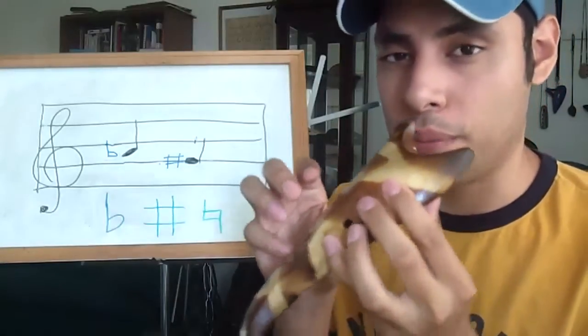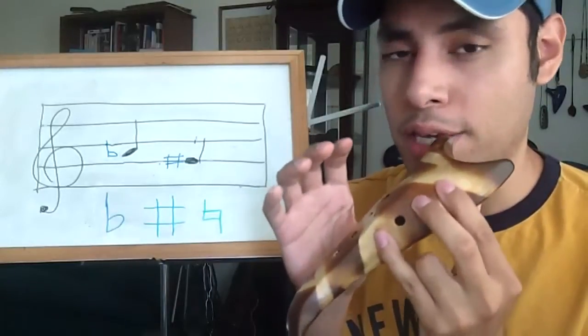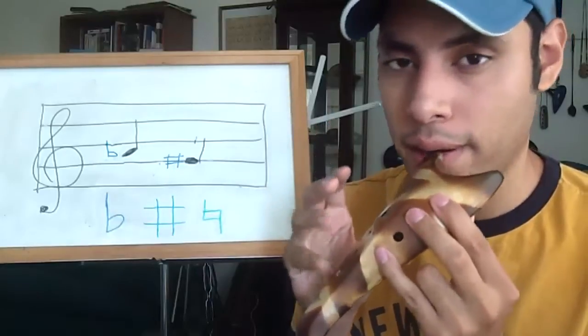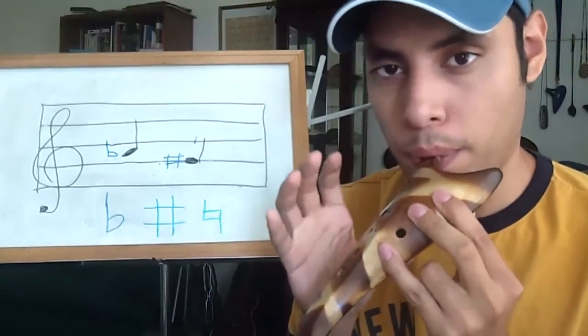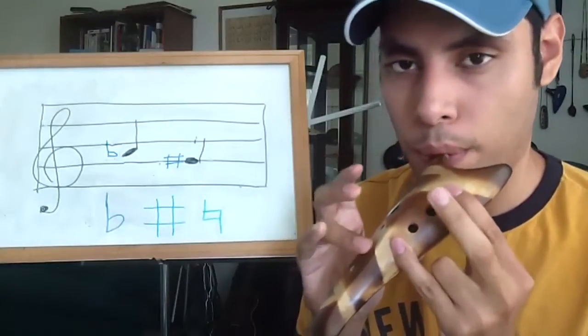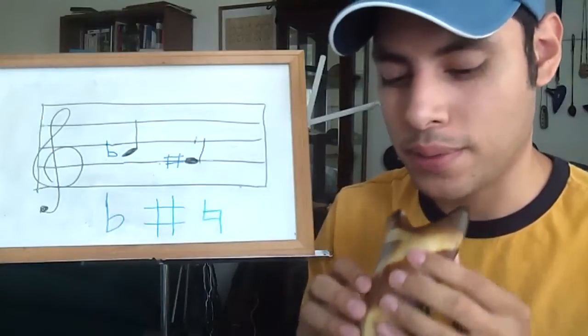Same thing for A. If I want to play A sharp, here's A. To play A sharp, I have to exchange this last finger down with my right ring finger. A sharp, A sharp. And that works throughout the scale. So that's how you play the sharps on there.